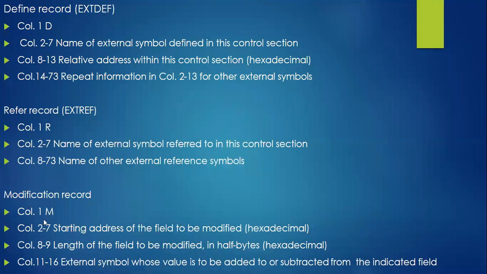Then the modification record, which you already know. Capital M is the modification record indication. It gives the starting address of the field to be modified, in hexadecimal, with the length in half bytes. Then comes the external symbol whose value is to be added to or subtracted from the indicated field. In the case of buffer and buffer end, we add some value, and later we go for subtraction. If anything is required, it can be mentioned here using the operators plus and minus.